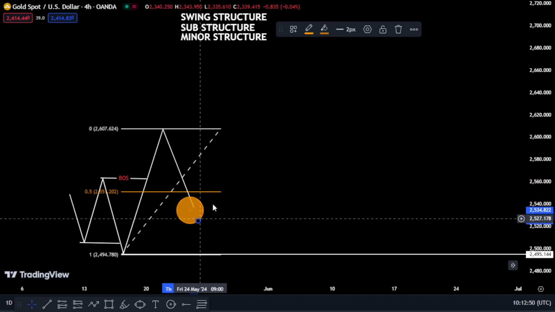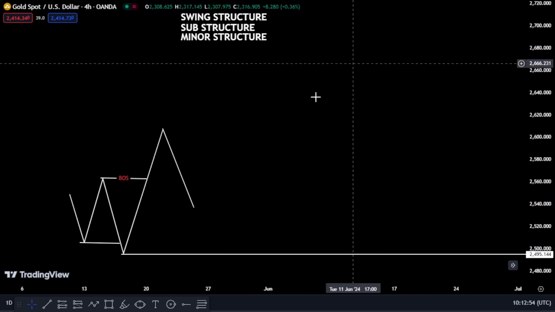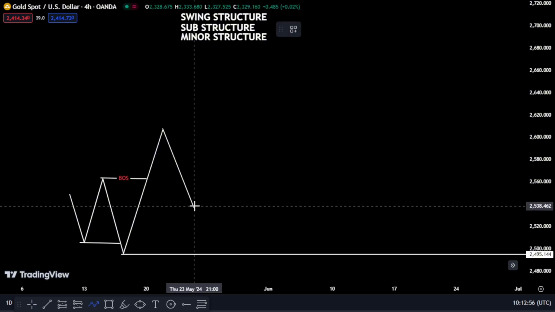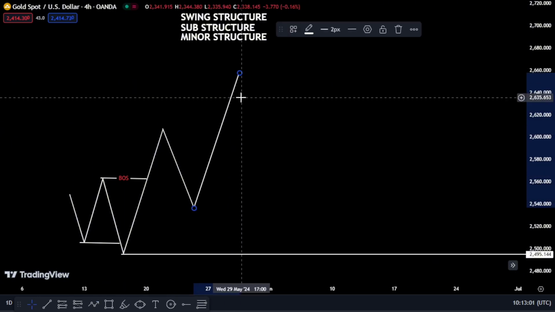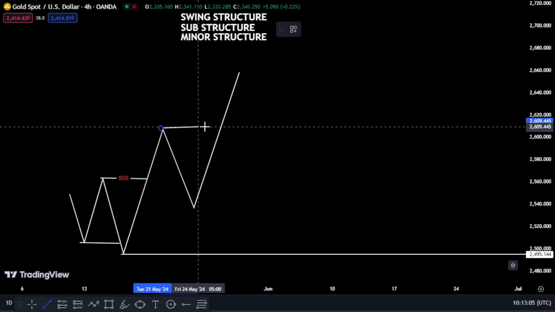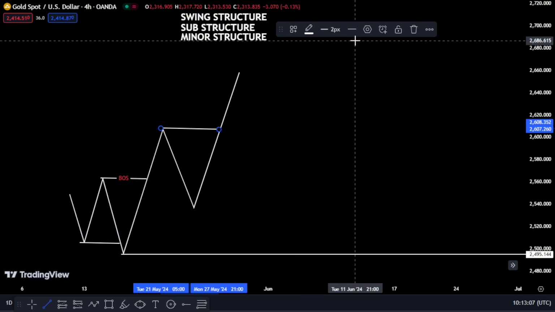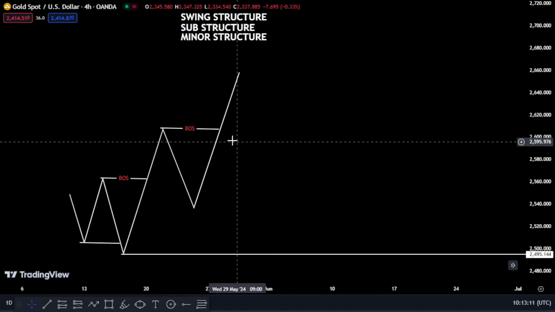So after that happens, what do you expect? The second thing is you wait for another break of structure to the upside. So you have another break of structure to the upside. So this is our second break of structure.